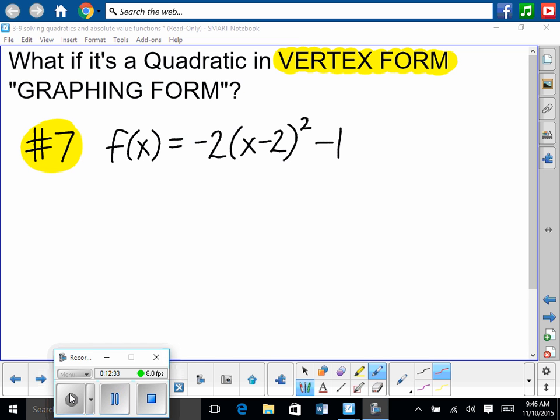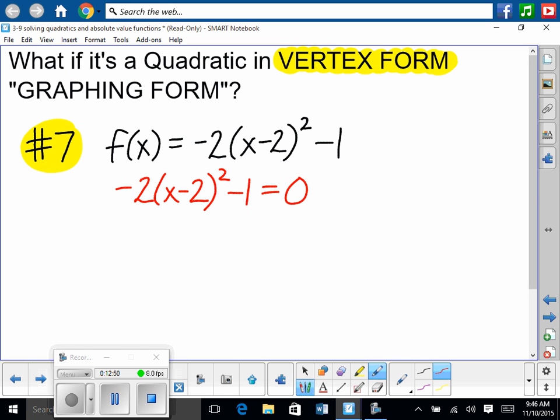Alright, so here we're going to do number 7. So we're given f of x is equal to negative 2 times x minus 2 squared minus 1. Alright, so the first thing we're going to do is set that equal to 0. So we're going to say negative 2 times x minus 2 squared minus 1 is equal to 0. Now, algebraically, piece by piece, we're just going to solve for x. Algebraically, in the correct order, okay?